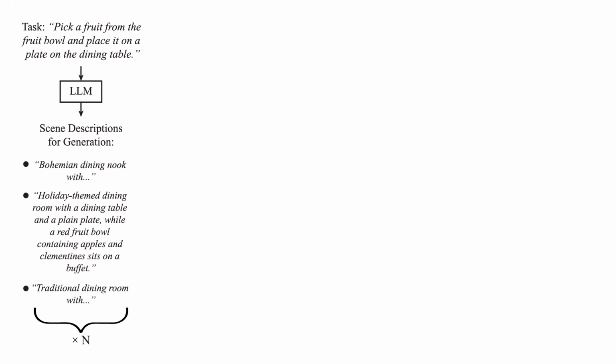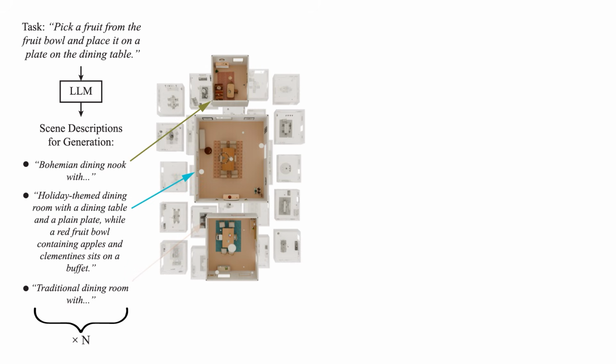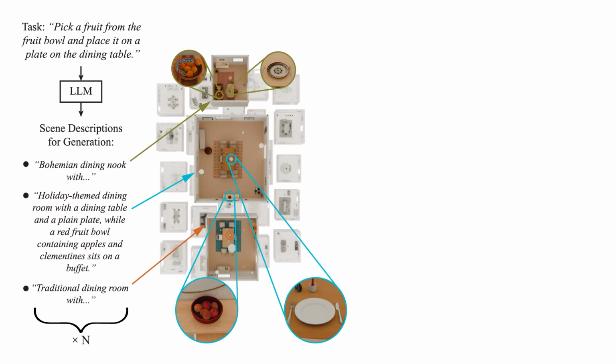Here is how it works. We start with a task description. For example, pick a fruit from the fruit bowl and place it on a plate on the dining table. An LLM generates diverse scene prompts that satisfy the task prerequisites, each with different layouts and object configurations. SceneSmith builds all of these environments.